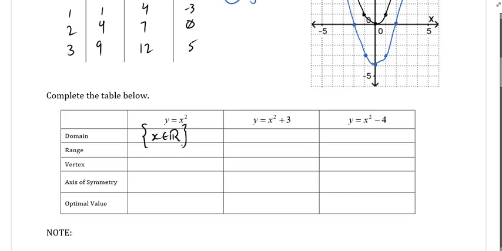Did that change when our graph became x squared plus 3? Liam, no? Good. So it's still x is an element of the real numbers. And what about when I did x squared minus 4? What's the new domain there? Same thing.